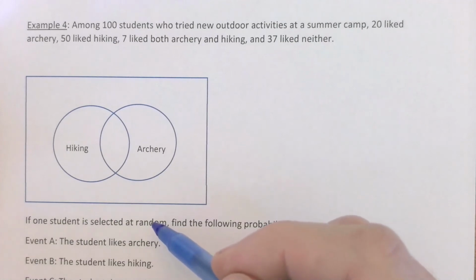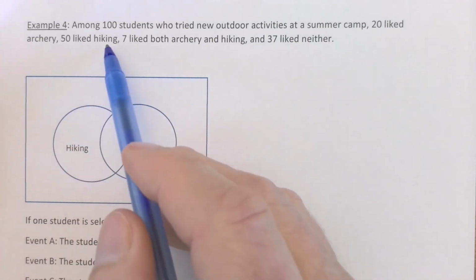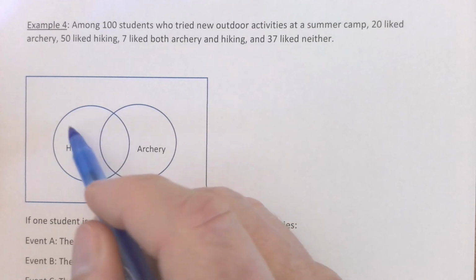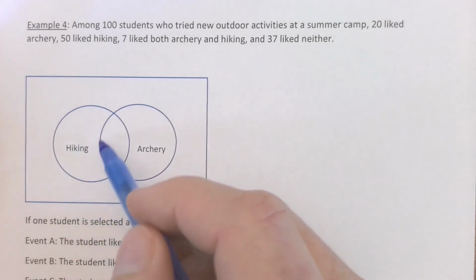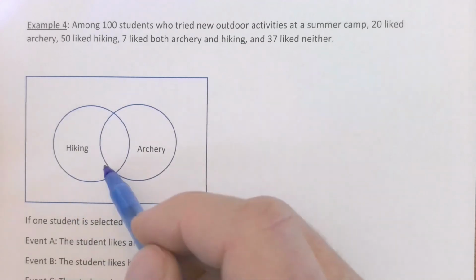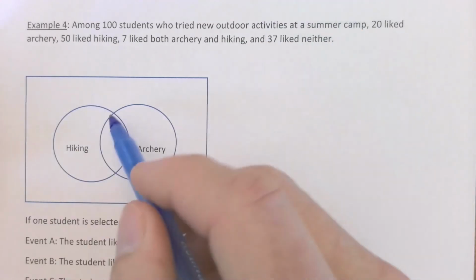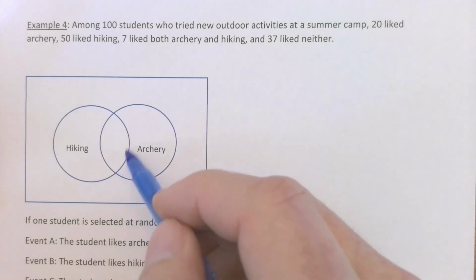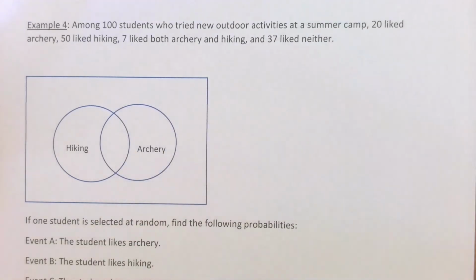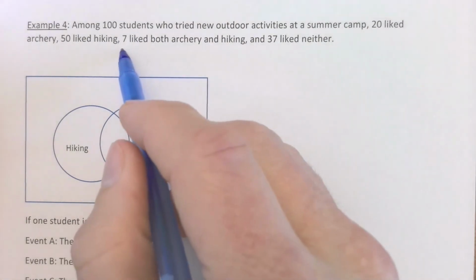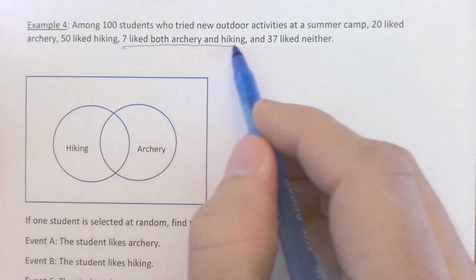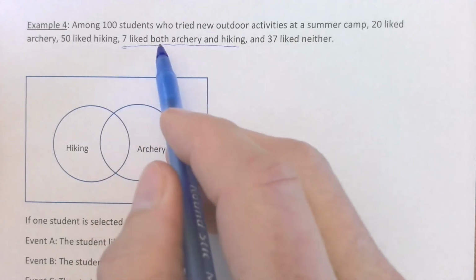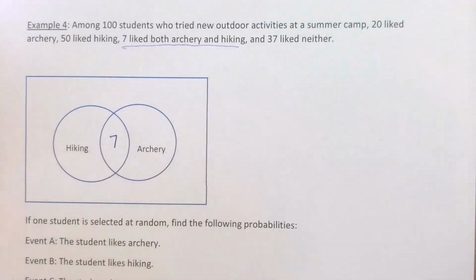For example, it says, hey, 50 students liked hiking. I would not put a 50 here because you're going to have to break that 50 up into those who like hiking but not archery, versus those who liked hiking and archery. The way to start one of these Venn diagrams is try to find this region right here. The information for that is this. There are 7 kids who like both archery and hiking. You put them in, and that's how you start it.